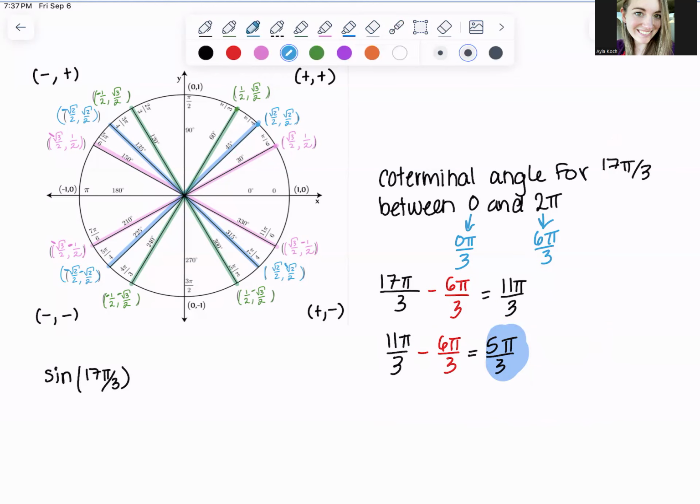5 pi over 3, that's right here. Maybe I should make that a different color. Orange. That's right here. We were looking for sine of 17 pi over 3. So sine of 17 pi over 3 is the same as sine of 5 pi over 3. Because these are coterminal, sine of 5 pi over 3, that's the y value at that point, which is negative root 3 over 2.